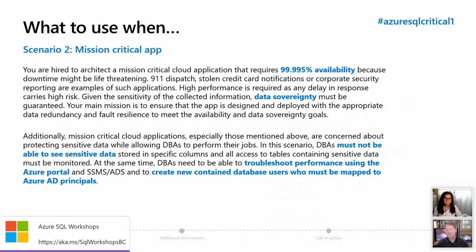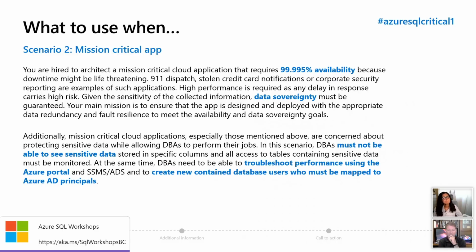Below, DBAs must not be able to see sensitive data. There is a specific feature to help that, and it's in SQL Server. Then DBAs need to be able to troubleshoot performance using the portal. So you just get that. The portal gives you the ability to go look at things.